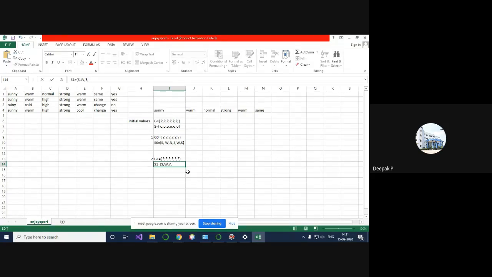Next, when I compare the fourth attribute, it is strong, no changes. The fifth attribute, no change. The sixth attribute is also no change. So I will retain the same as it is: yes, W, yes. Got it? So this is my second iteration.